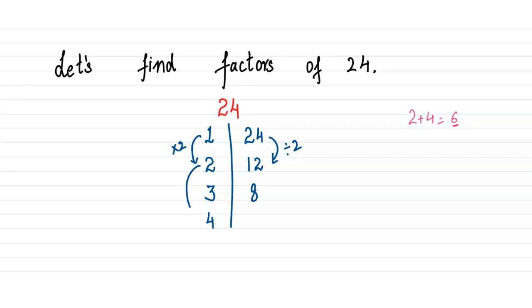Yes, see this now. We are doubling this and we have to halve this. So what are we going to get here? 6. So 4 times 6 is another factor pair.